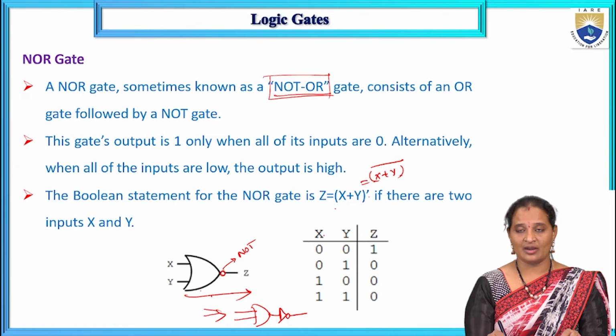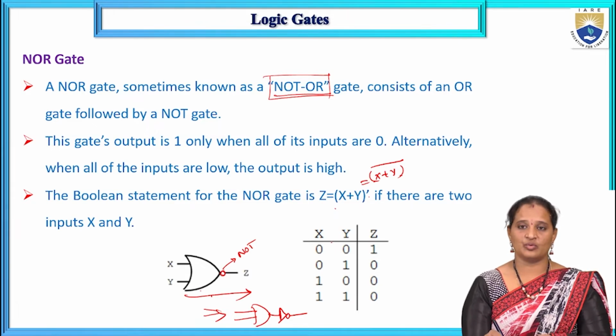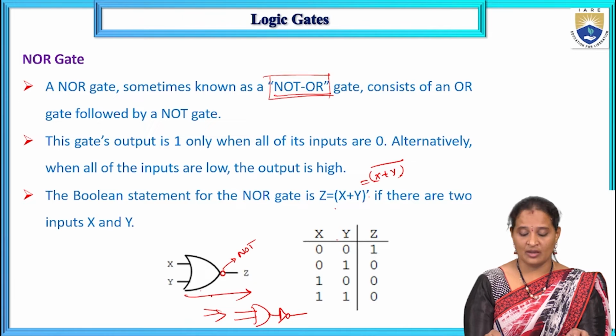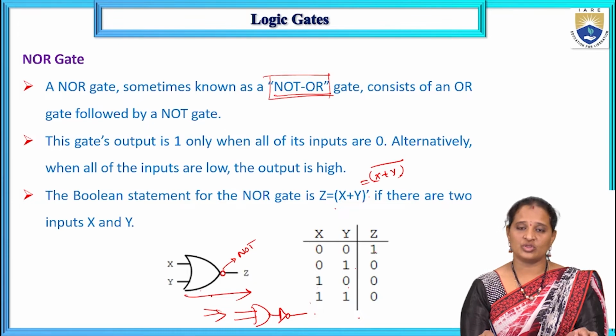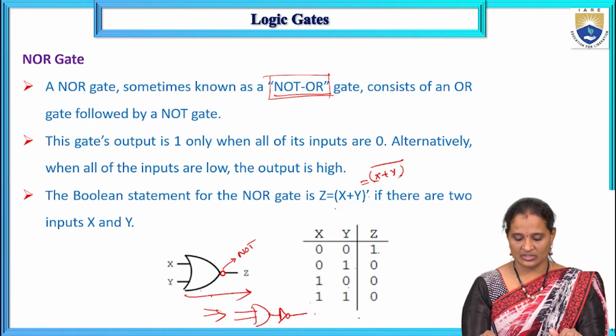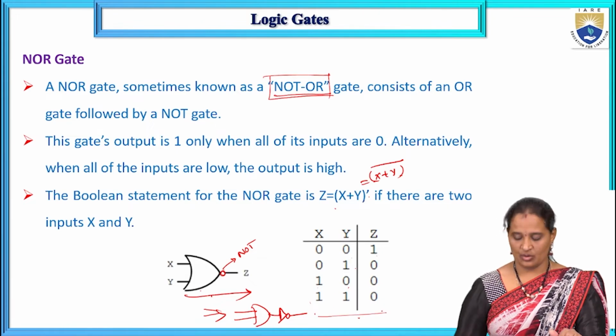Coming to the truth table, the minimum number of inputs required is 2, so I am taking the 2 input NOR gate here. As I have 2 inputs, there are 4 combinations: 0 0, 0 1, 1 0, 1 1. According to the operation, the NOR gate produces the output 1 when both the inputs are equal to 0. So when both the inputs are 0, it is 1. And if any one of the inputs or all the inputs are equal to 1, the output of the NOR gate is 0. So this is the NOR gate operation.